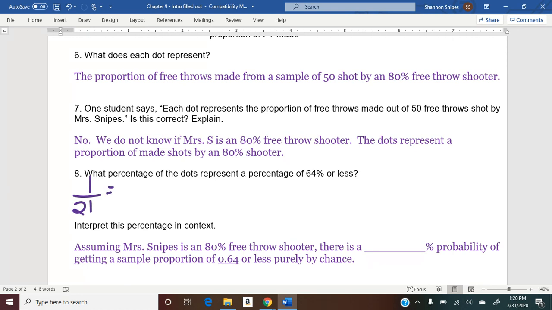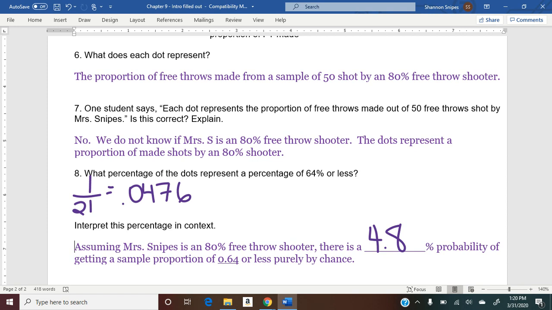So 1 divided by 21 is 0.0476. All right, so let me kind of tell you what that means. This means that if I am an 80% free throw shooter, there is a 4.8% probability of getting a sample proportion of 0.64 or less purely by chance.